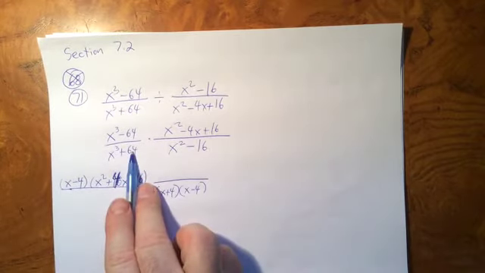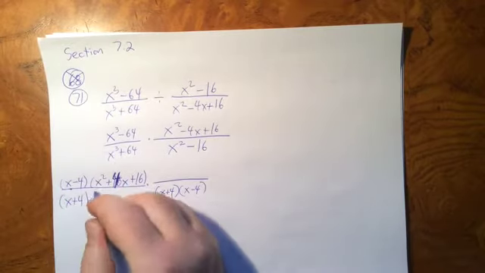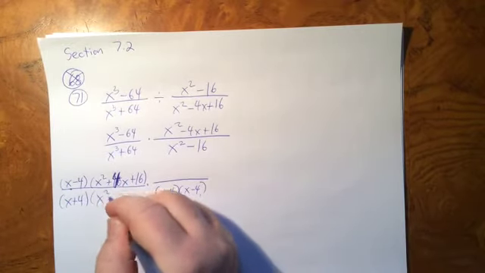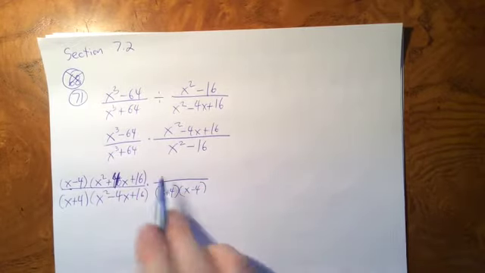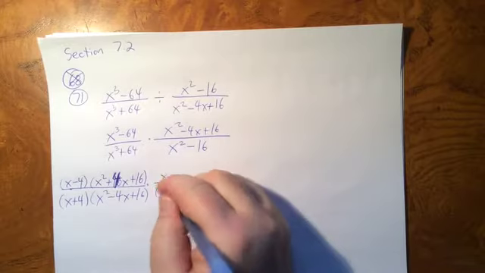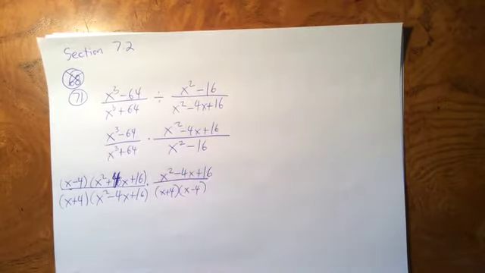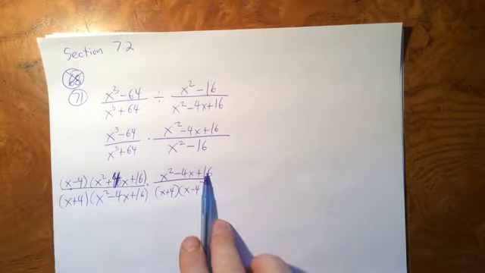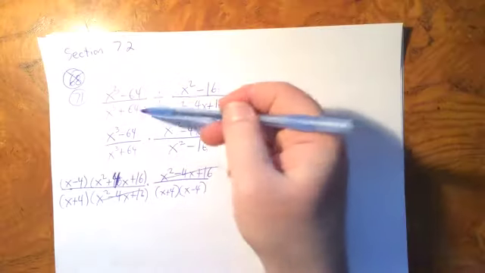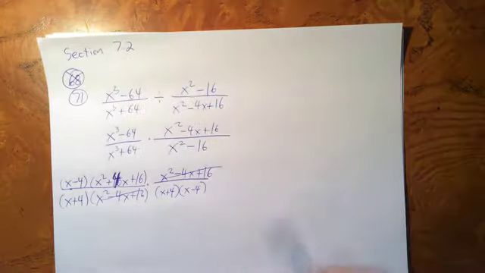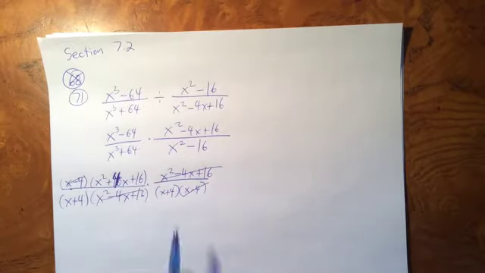For the bottom one, for x to the third plus 64, that's going to be x plus 4 times x squared minus 4x plus 16. On the top, we have x squared minus 4x plus 16, a trinomial that doesn't factor. Doesn't matter. These trinomials are going to reduce after we factor the sum of perfect cubes. We have an x minus 4 that factors here as well.